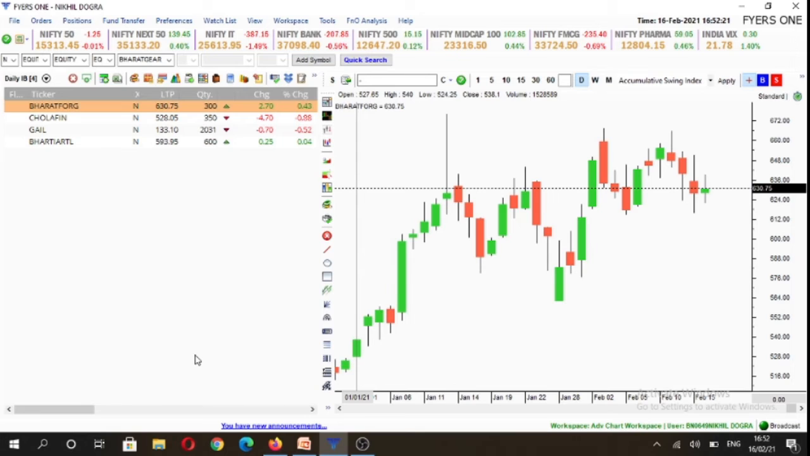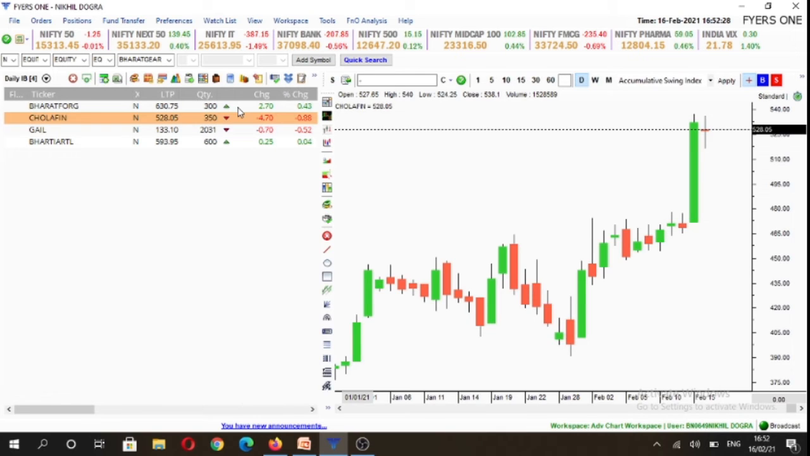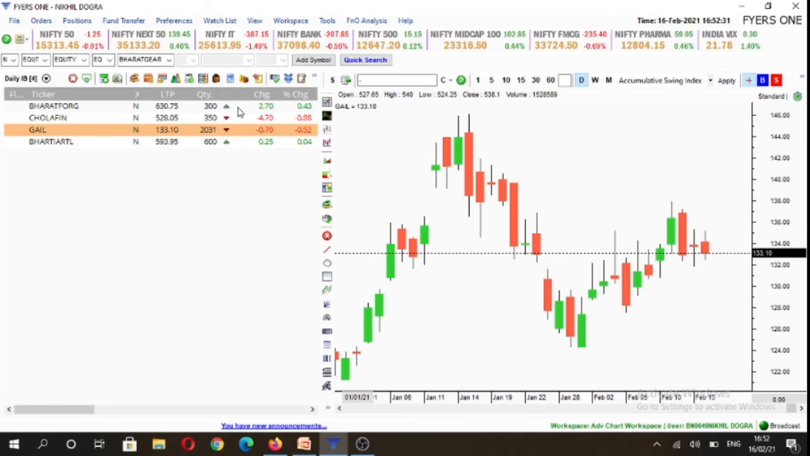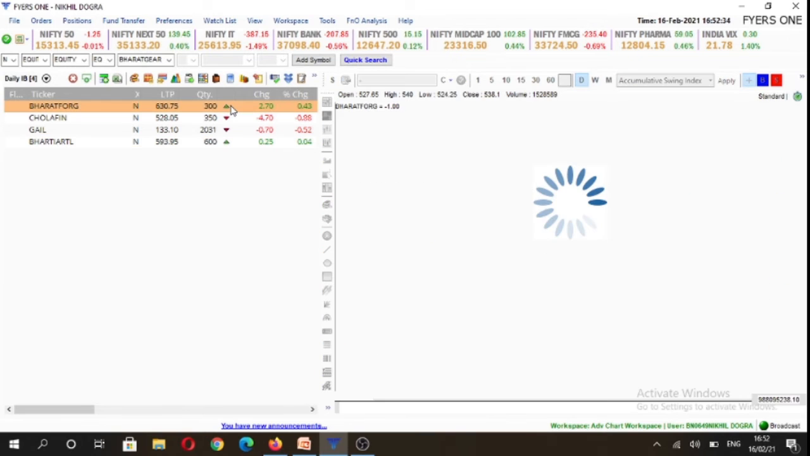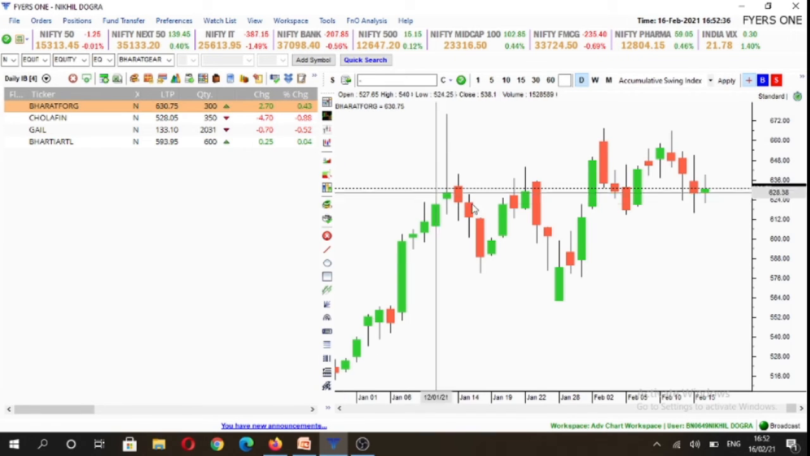Now we would be discussing our stock watch list. The stocks that we have chosen are Bharat Forge, Chola Finance, Gale, and Bharti Airtel. These are all inside candles on the daily time frame. Whenever inside candles are formed, it just tells us that there is an equilibrium in the markets. So we'll look for entry opportunity if either side of the range breaks.